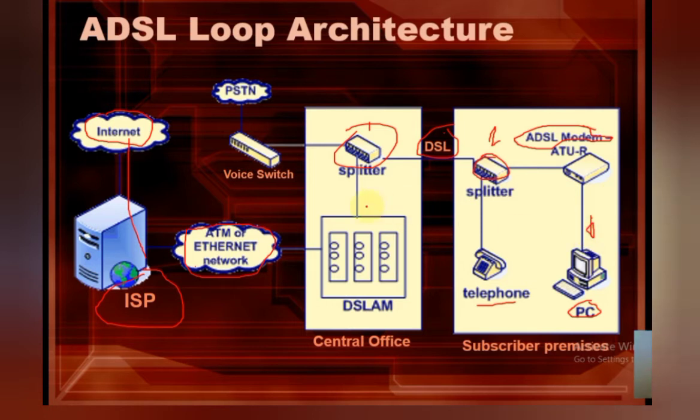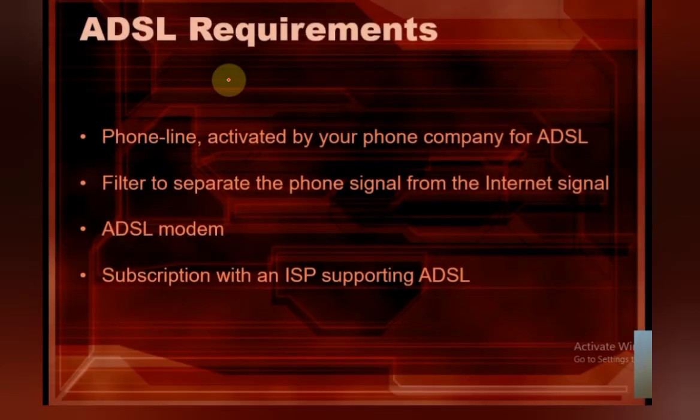The basic architecture you can see from this slide has three important things: the DSLAM splitter, then the ADSL modem, and the ATM. This ATM is the interlink between the ISP and the internet. So this is basically the architecture of ADSL.